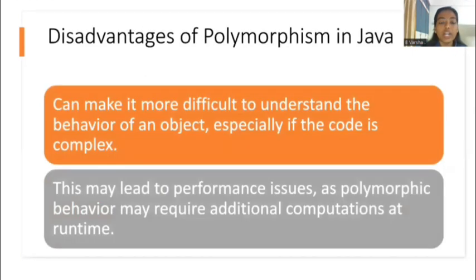Now, coming to disadvantages of polymorphism in Java. First, polymorphism can make it more difficult to understand the behavior of an object, especially if the code is complex. Second, it may lead to performance issues as polymorphic behavior may require additional computations at runtime.